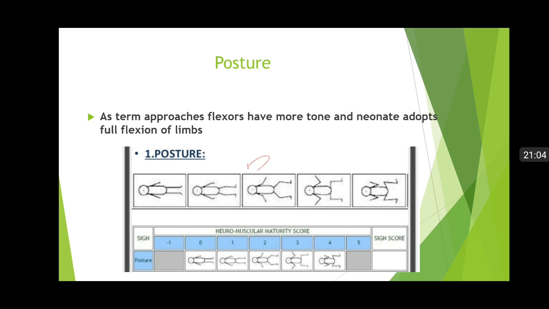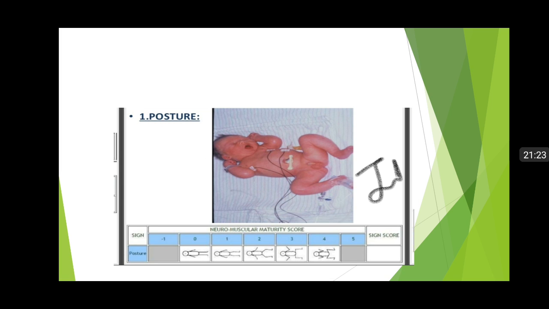And in scoring we can see that there is 0, 1, 2, 3, 4. In these, all five postures are scored like 0, 1, 2, 3 and 4. How the posture is maintained by the newborn will give us a score, like in this image.